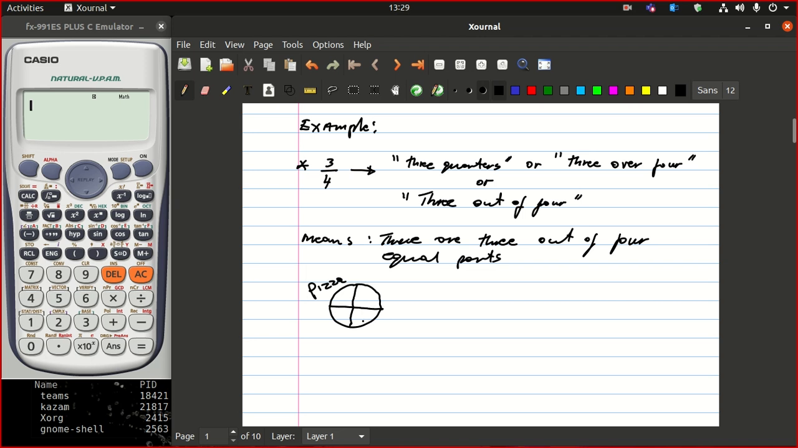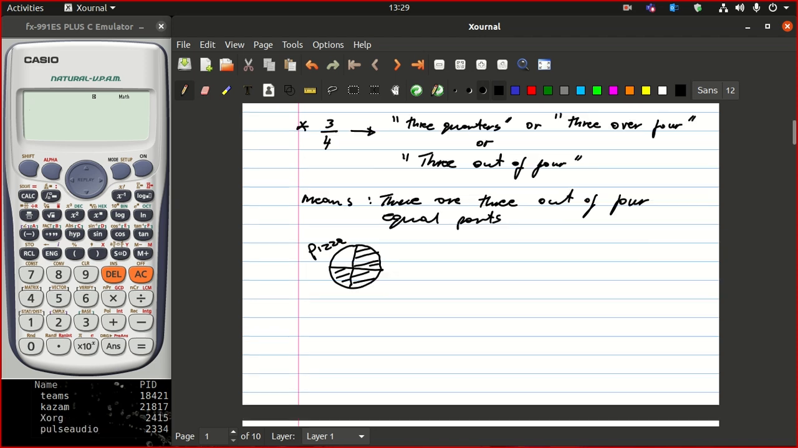Now that you are having this pizza here, you eat this slice, and then you eat this slice, and you eat that slice, which means that this fraction here is actually telling you that you have eaten 3 slices or 3 pieces out of the 4 available pieces of this pizza.